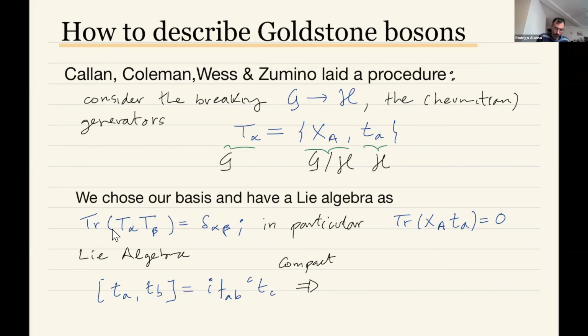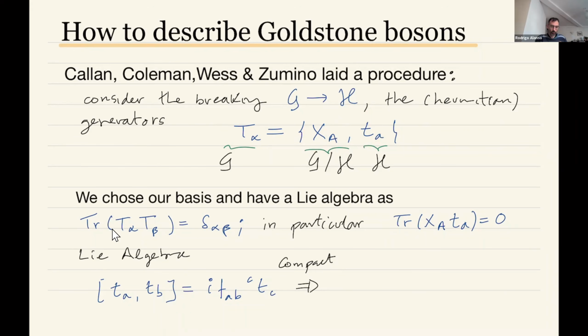Let's take a group G, the calligraphic G, to distinguish it from the other one, broken to a subgroup, fancy H in here, with the generators of the whole group being capital T with some index alpha. The generators of the broken group we'll call X, with some subindex capital Latin letter A. And then the unbroken part of the group will be little t, with some subindex lowercase Latin a. Okay, so broken X, unbroken t.